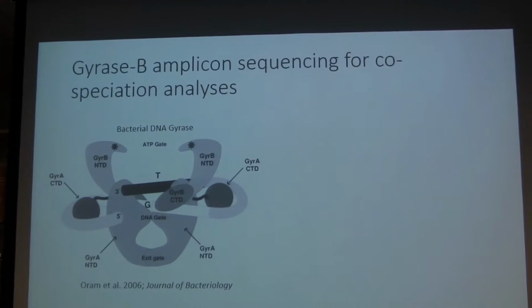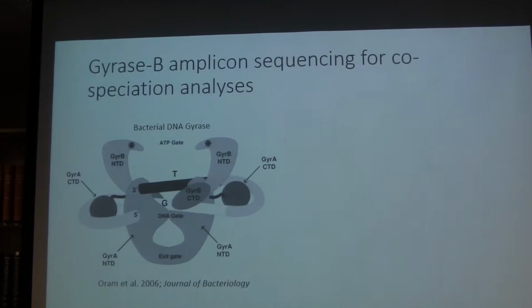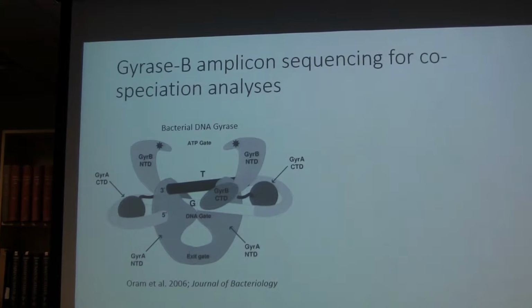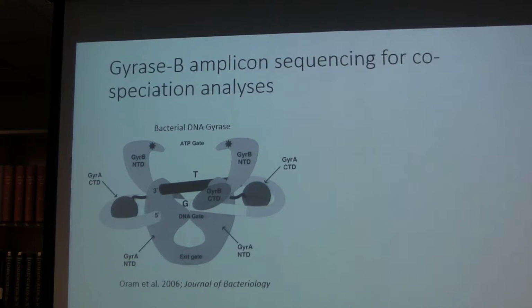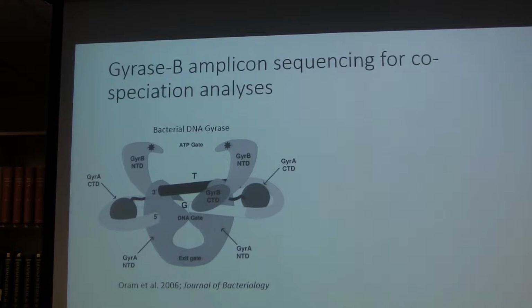So in order to get at the question, we have to use a different approach. And so this is work that I started during my PhD, and this method was developed alongside a postdoc in the lab named Alejandro Quintero, and we're just working on this now, so this is in-progress work. But to get at this question of co-speciation, we're going to use GyrB amplicon sequencing.